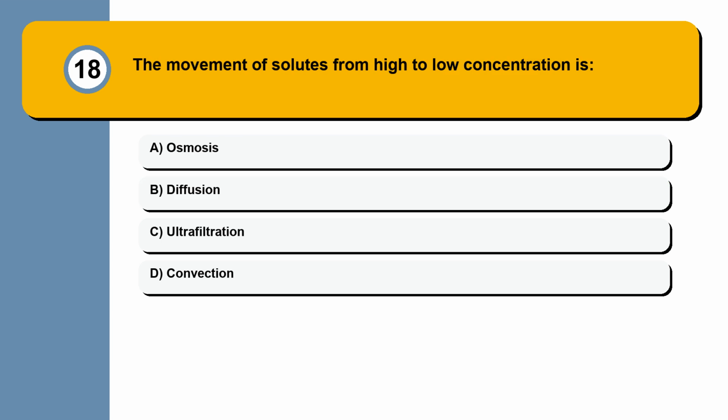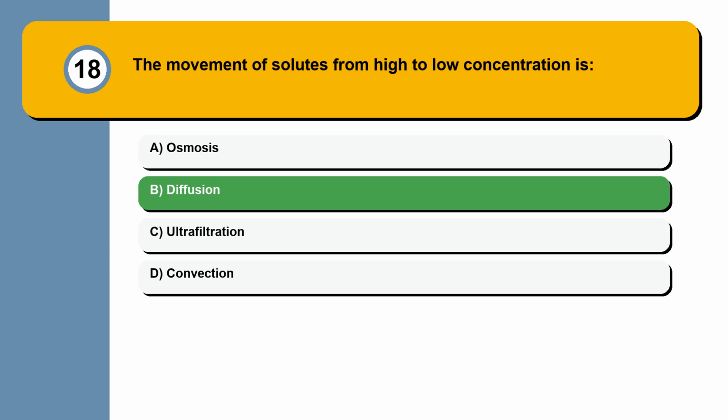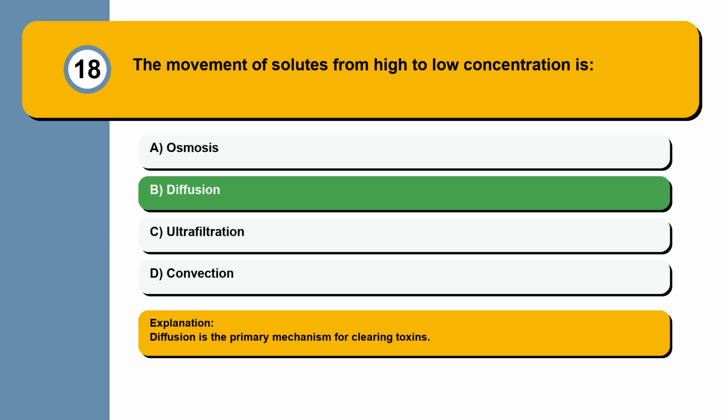Question 18. The movement of solutes from high to low concentration is: osmosis, diffusion, ultrafiltration, convection. Diffusion is the primary mechanism for clearing toxins.